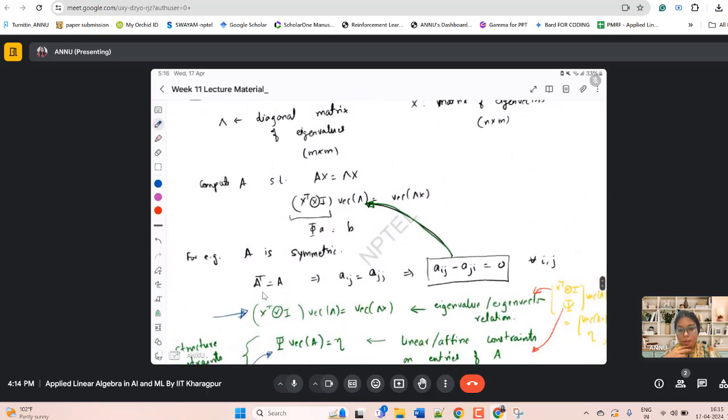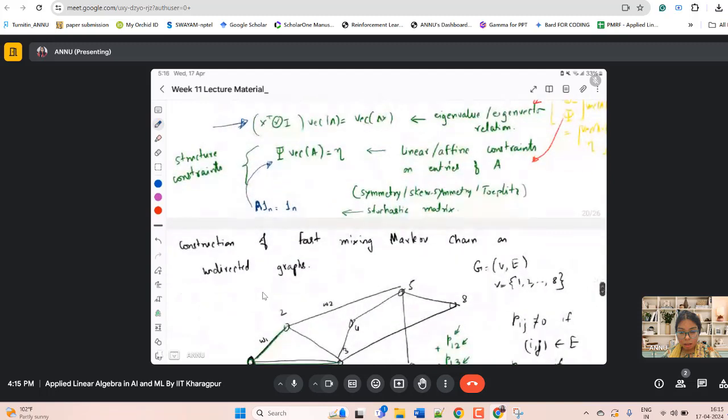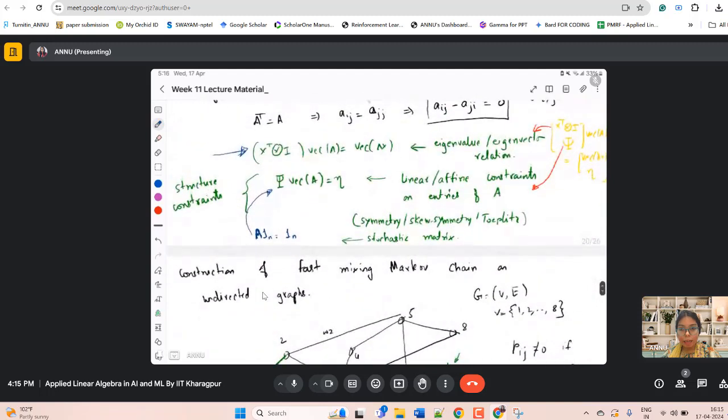Okay, you have the diagonal matrix of eigenvalues. You have to compute A such that Ax equals lambda x. For example, A is symmetric, so A transpose equals A. Now, again, if you have the eigenvalue and eigenvector, you can easily demonstrate this.